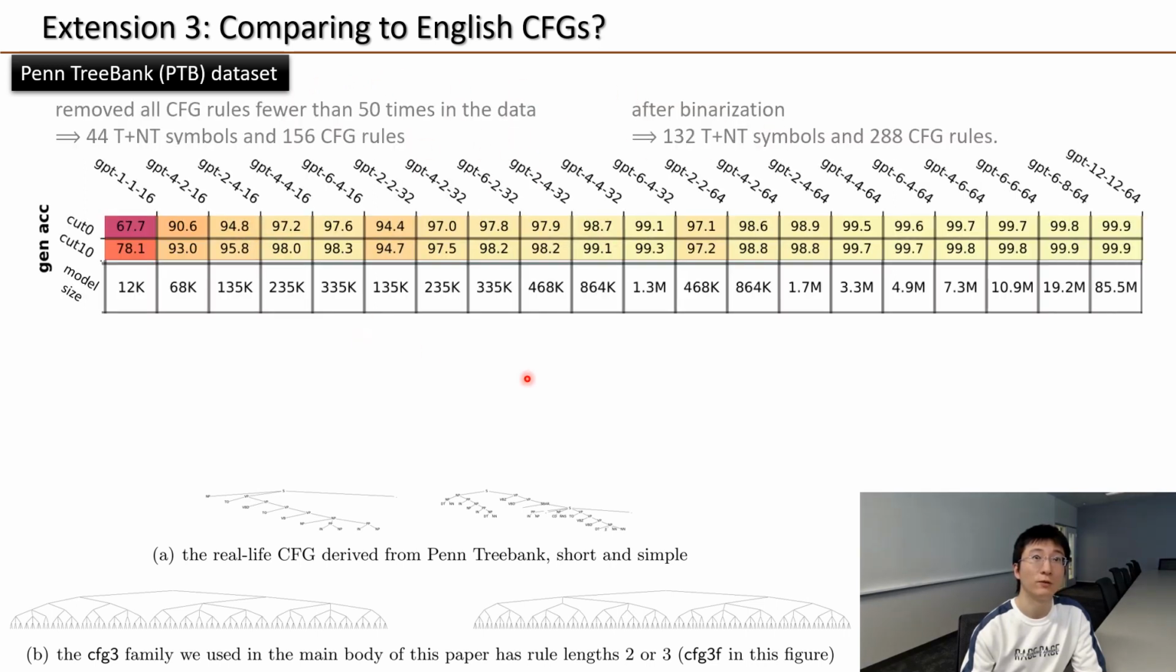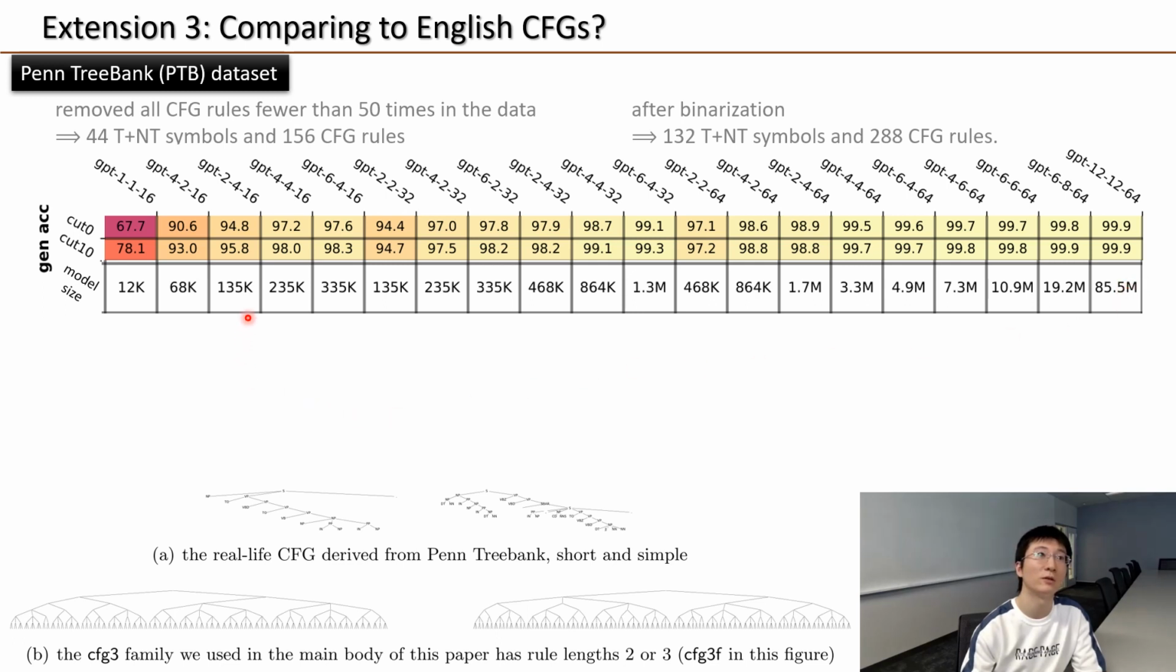And if you study the accuracy of learning such English CFGs using GPT-2, here's what you'll find out. On the rightmost, you have GPT-2, which has 12 layers and 12 heads, and each head is 64 dimensions. That is about 100 million in size for the GPT.